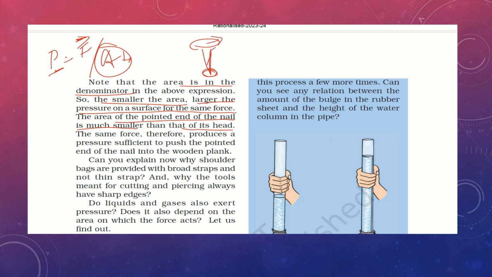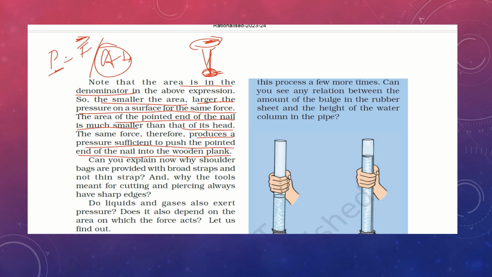So what has happened? Therefore, it produces a pressure sufficient to push the pointed end into the wooden plank. When you are applying pressure on this part, it is not sufficient to push it into the wooden plank. Whereas when you are applying pressure on this part, it is getting adequate pressure to enter into the wooden plank. So is it clear to all of you?